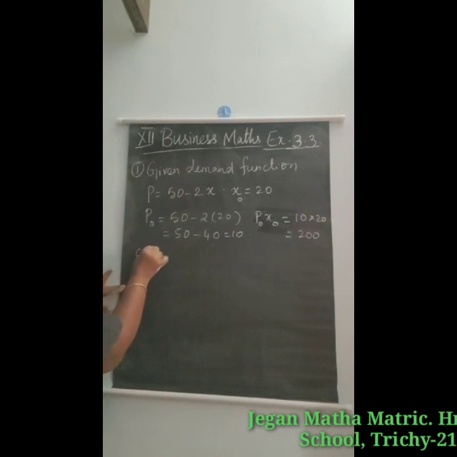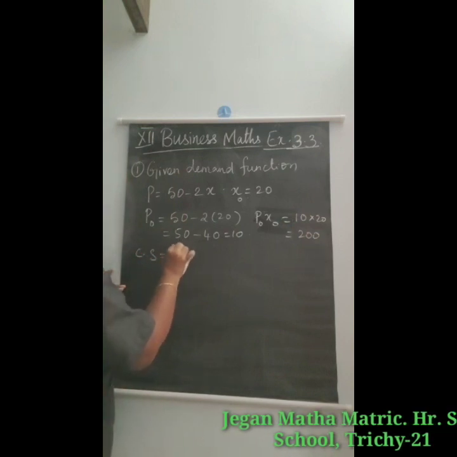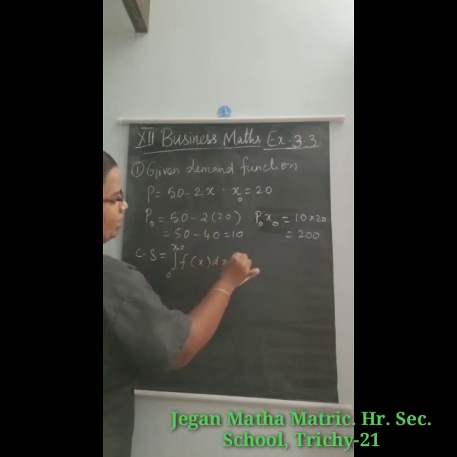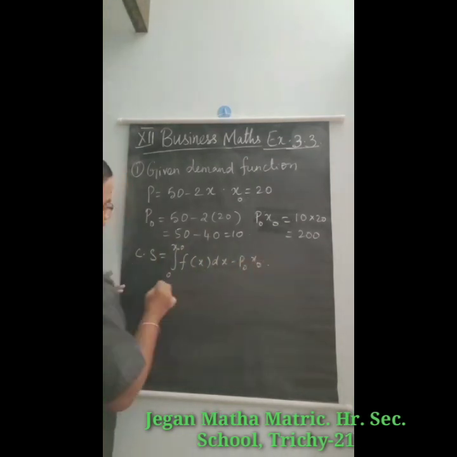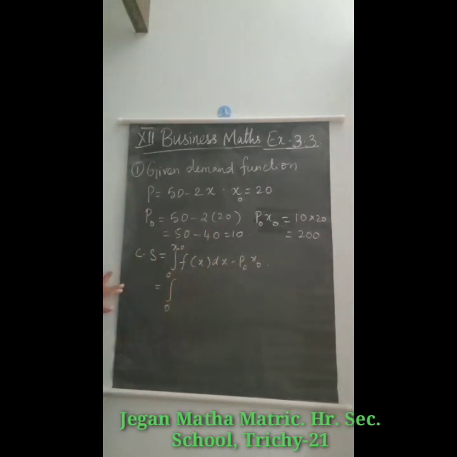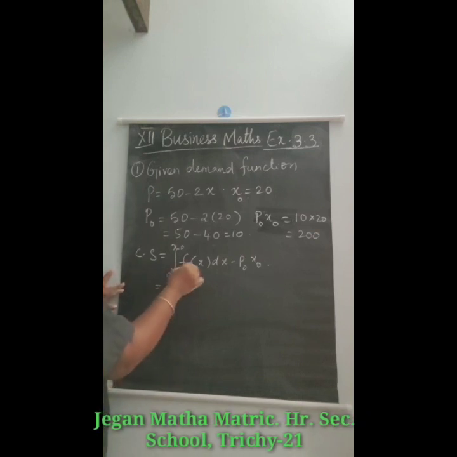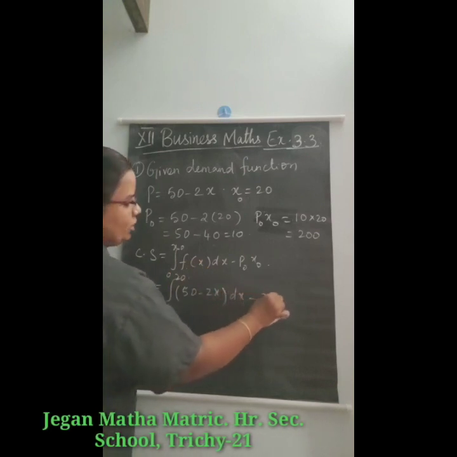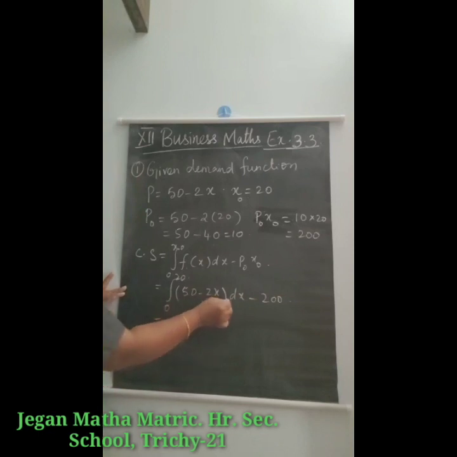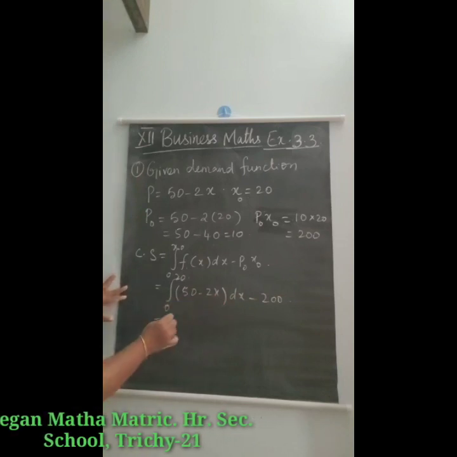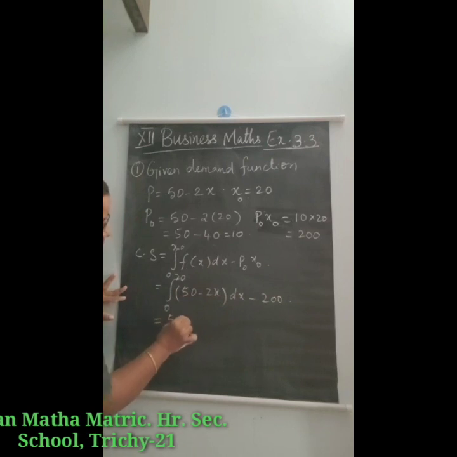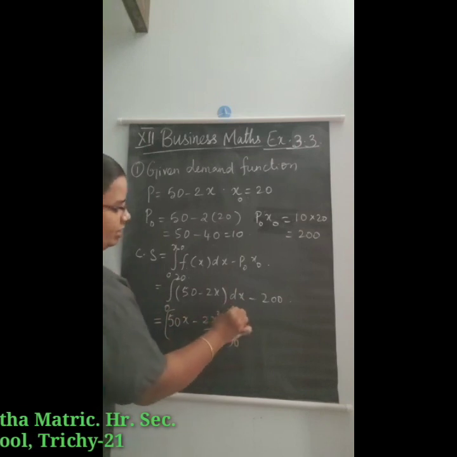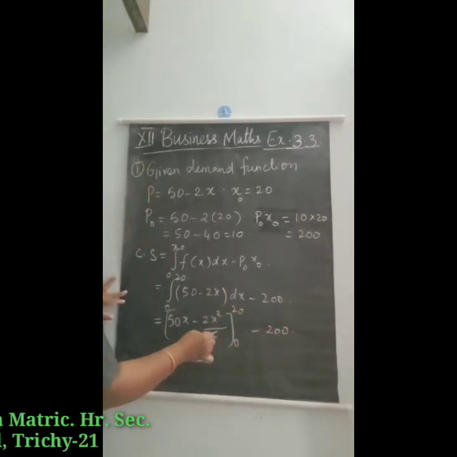Now what is the consumer surplus formula? Integral of 0 to x naught f of x dx minus P naught x naught. So that is equal to 0 to x naught value 20. What is f of x? 50 minus 2x into dx minus 200. So that is equal to, you have to integrate this one, 50 into x, 50x, minus 2x squared by 2, integral value 0 to 20, minus 200, 2 cancel.